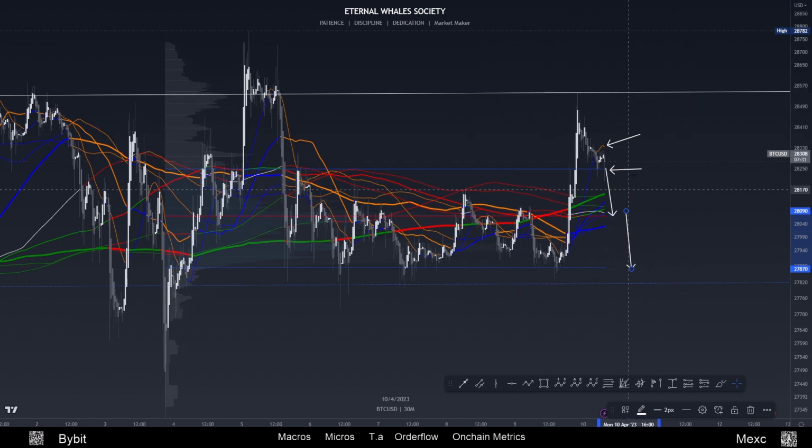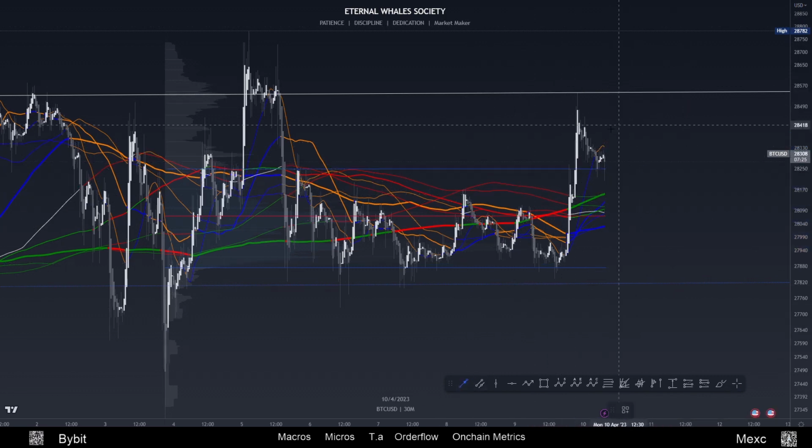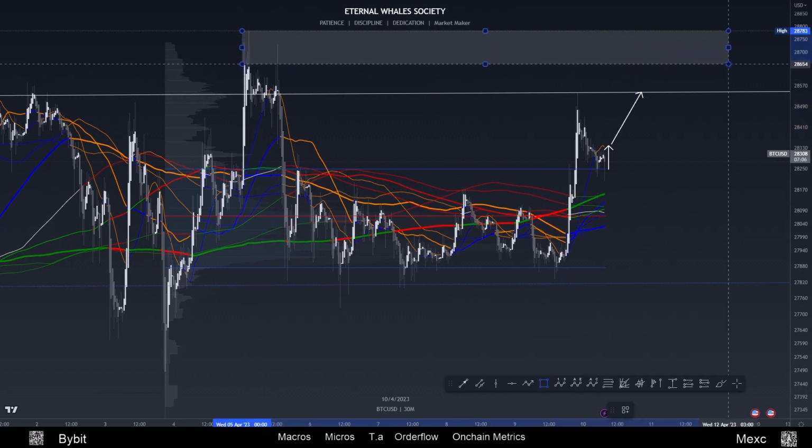But as long as we hold above this high, and if we find enough strength to break above this 28,300, then we have a higher probability to retest the high of the range, previously this 28,700, okay, this area of resistance that we are able to see here.